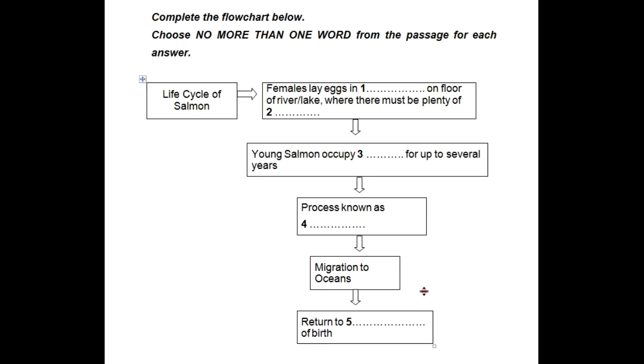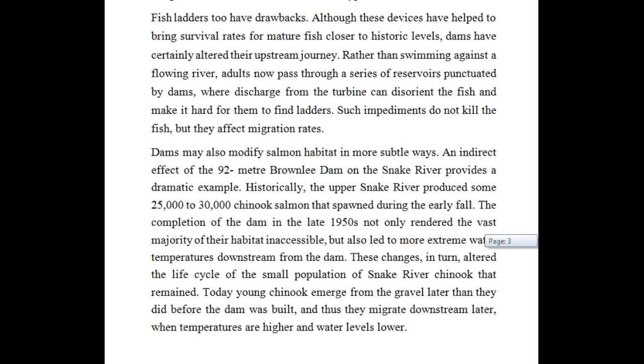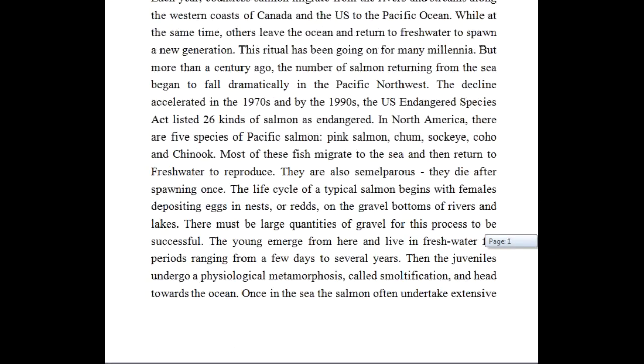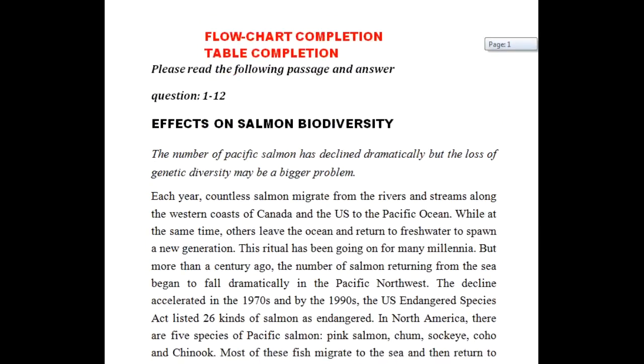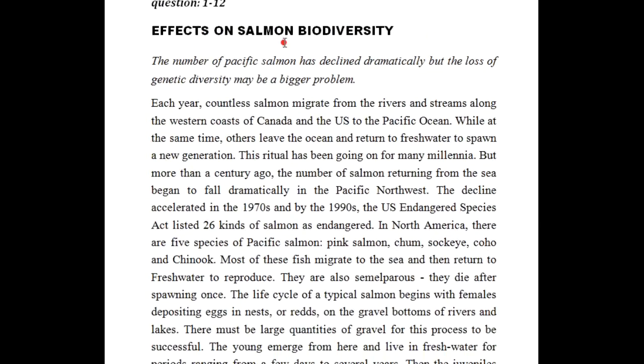So let's go to the procedure or the strategy that I described in my second video. In the first 10 to 20 seconds, I will try to understand what the question is about. So we will read the title, effects on salmon biodiversity, right? The number of Pacific salmon has declined dramatically, but the loss of genetic diversity may be our biggest problem. Each year, countless salmon migrate from the river and stream along.